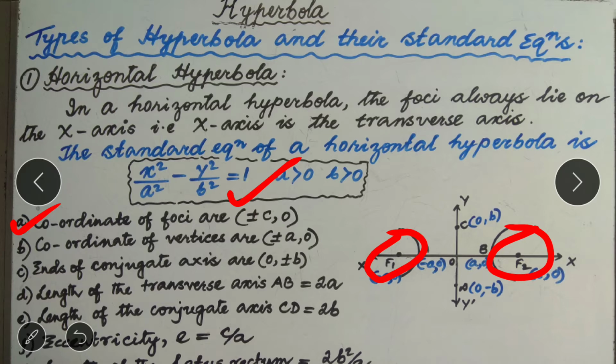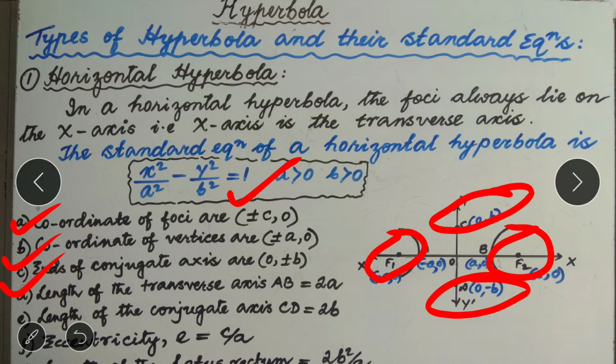Since it is lying on the x-axis, so plus minus c. Coordinates of the vertices: plus minus a comma 0. Point number C, ends of the conjugate axis. I told you earlier, conjugate axis is perpendicular to the transverse axis. So ends of the conjugate axis are 0 comma plus minus b. Point number E, length of the transverse axis: twice a. Next, length of the conjugate axis: twice b.